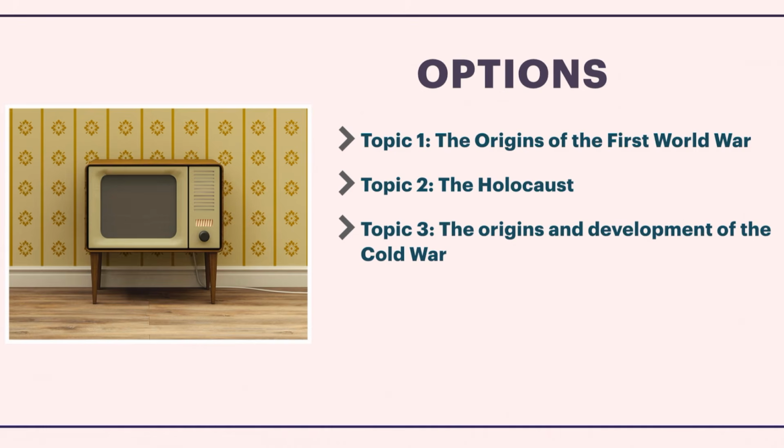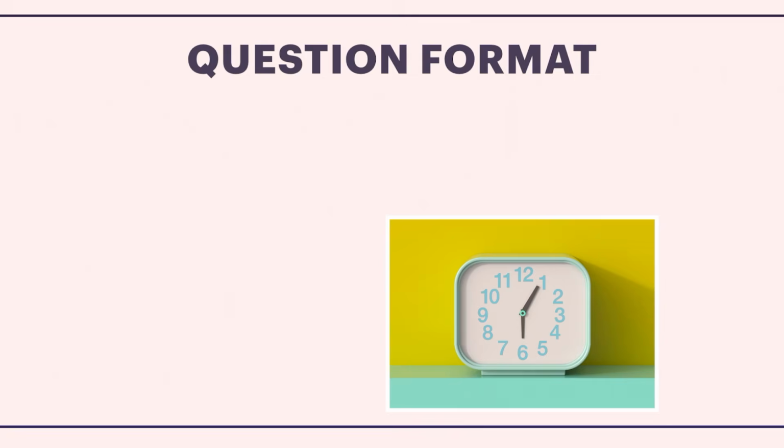There are 3 options based on your school. There are 3 topics. The first topic is the origins of the First World War. The second one is the Holocaust. And the third one will be the origins and development of the Cold War. So we will be looking at it in general only until the interpretation parts. Then I'm going to go through more specific content based on your topic.